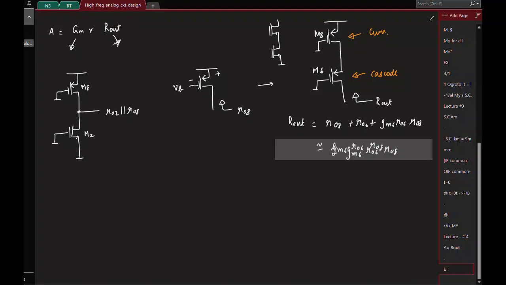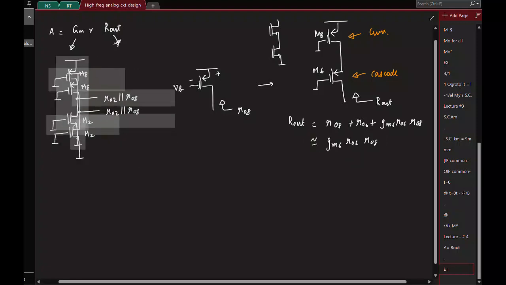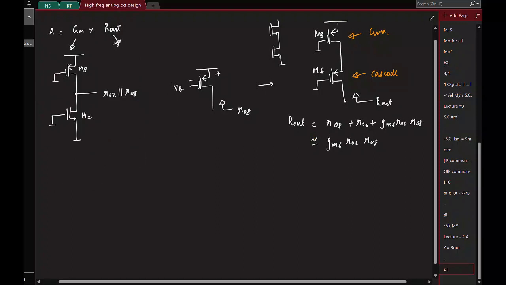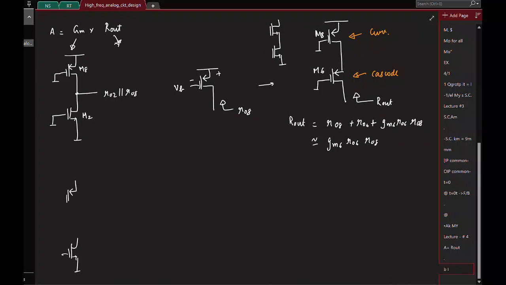Great. So now we know how to make a better current source. Now we can try to use it at the load side. So again, let me push it up, make some space. This is the NMOS, and say I try to put a cascode like this. So this is M2, let's say M6 and M8.